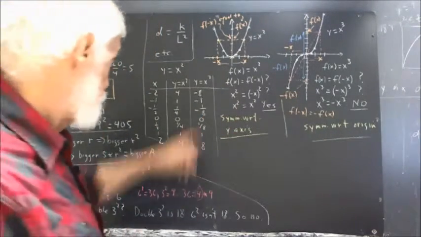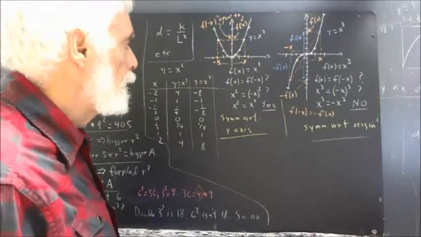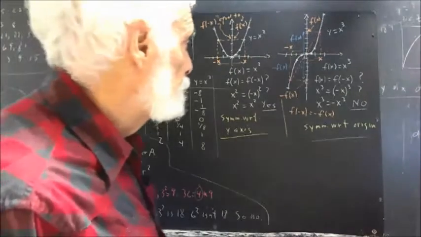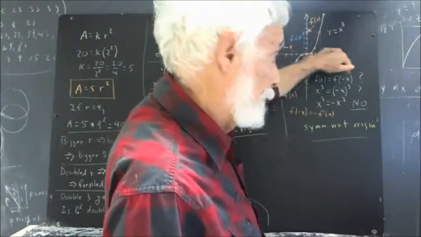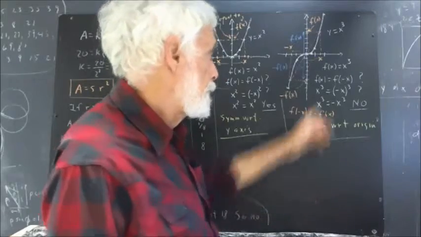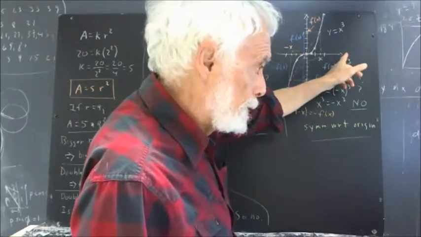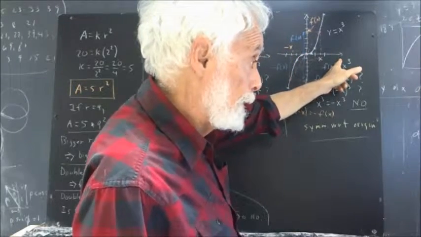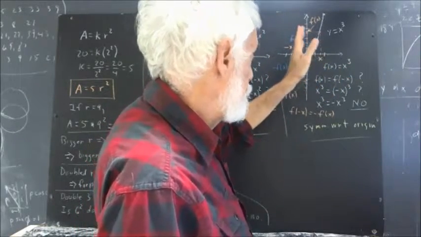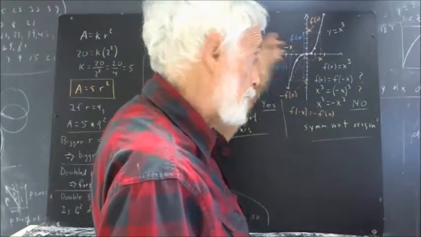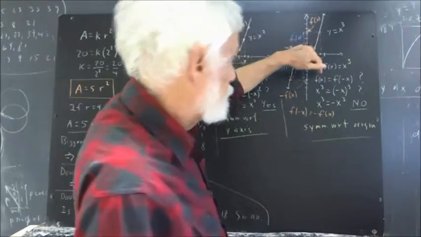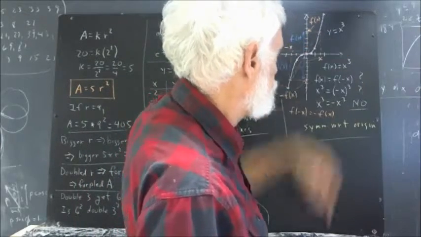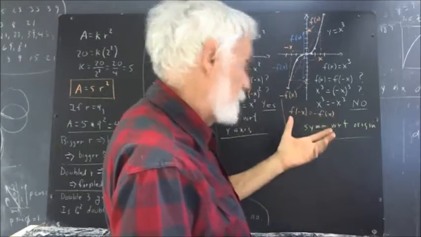What about the cubing function? Well, symmetry with respect to the y-axis involves, again, f of x and f of negative x, because x is some distance to the right of the y-axis, let's assume x is positive, and negative x will be the same distance to the left. Well, does f of x equal f of negative x for f of x equal x cubed? And the answer is going to be no.